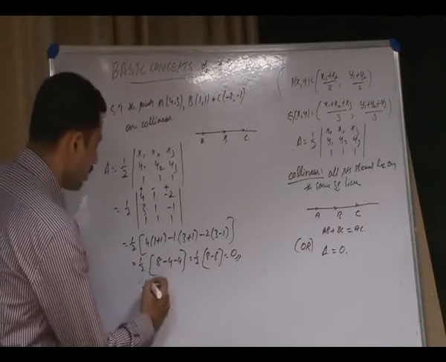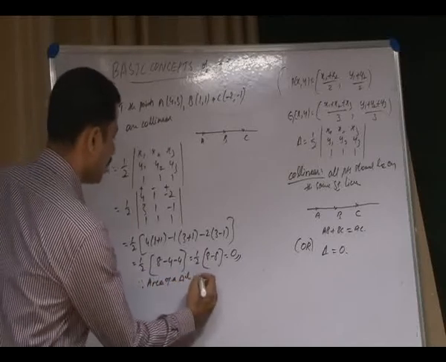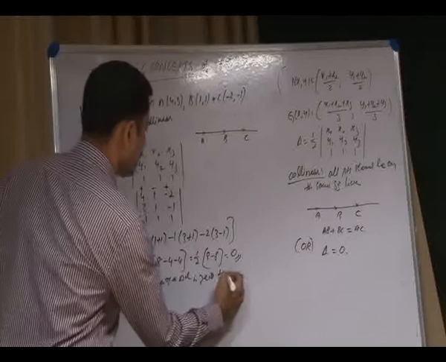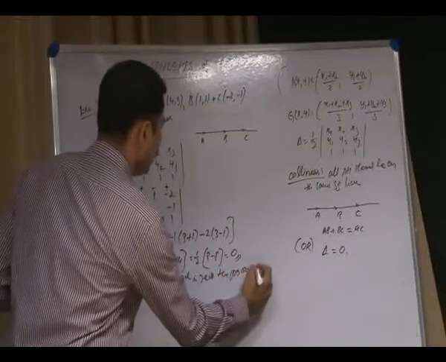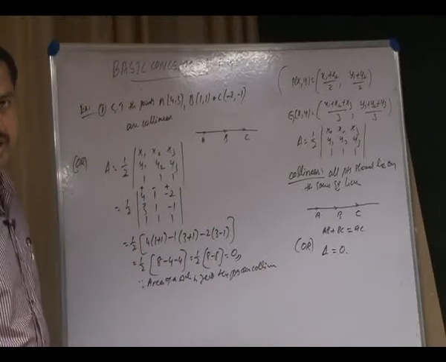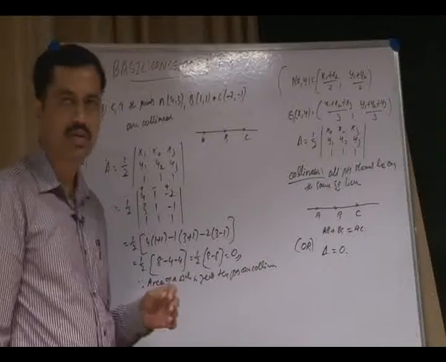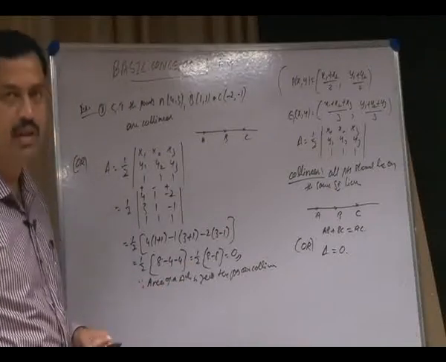So, since the area of the triangle is 0, the points are collinear. This is another method, the second method: proving that the area of a triangle is equal to 0 also shows that the given points are collinear.